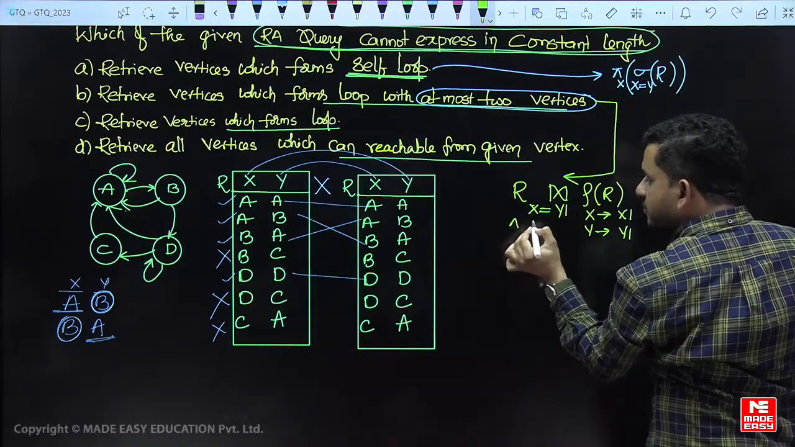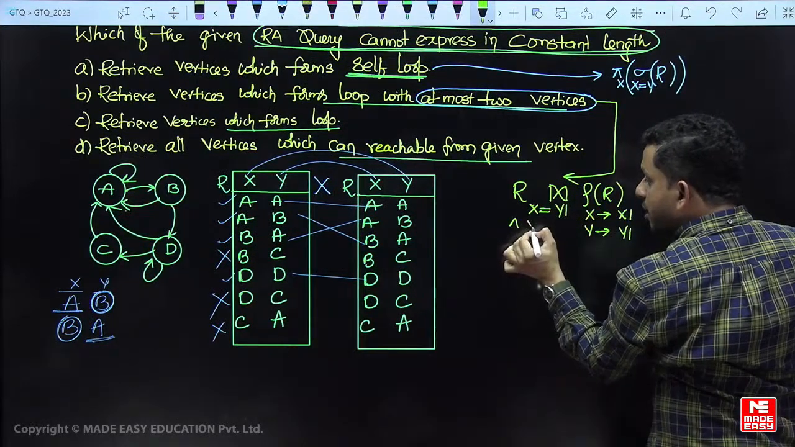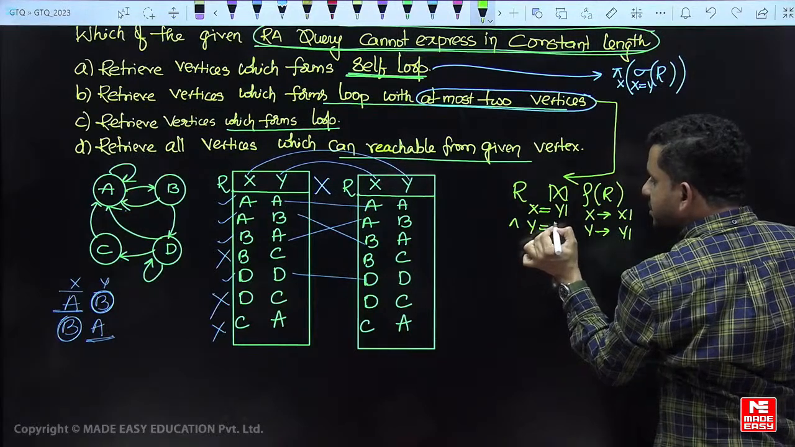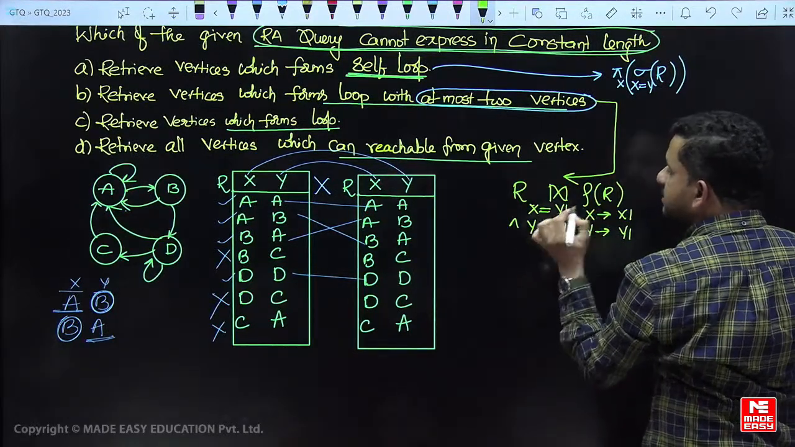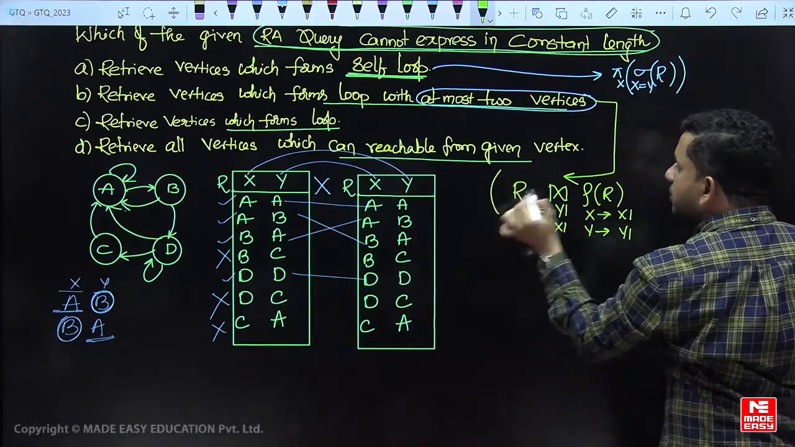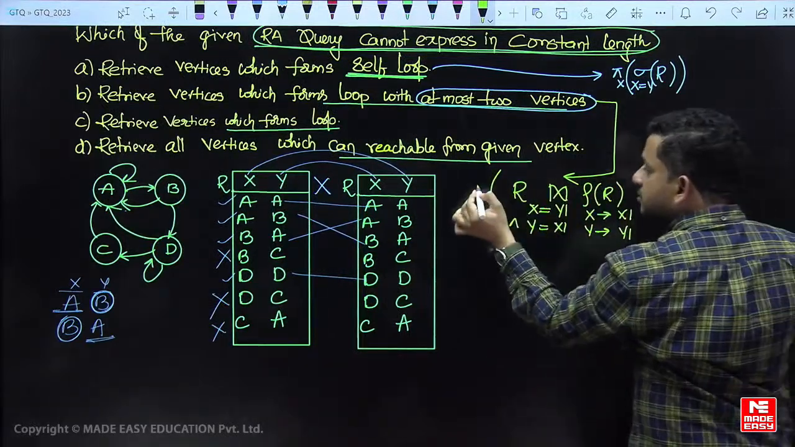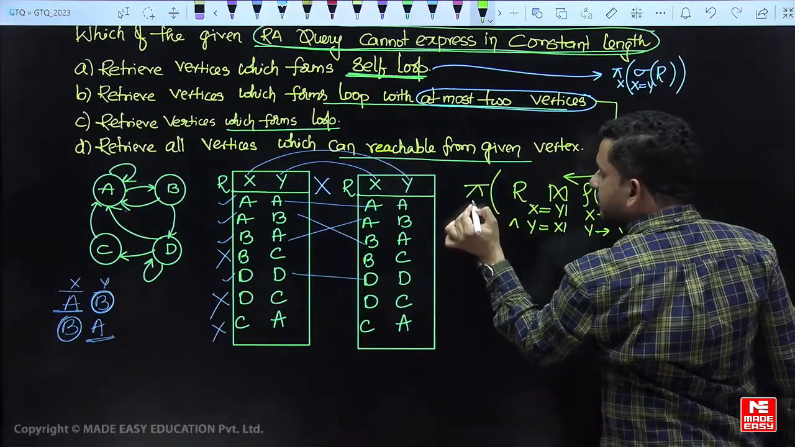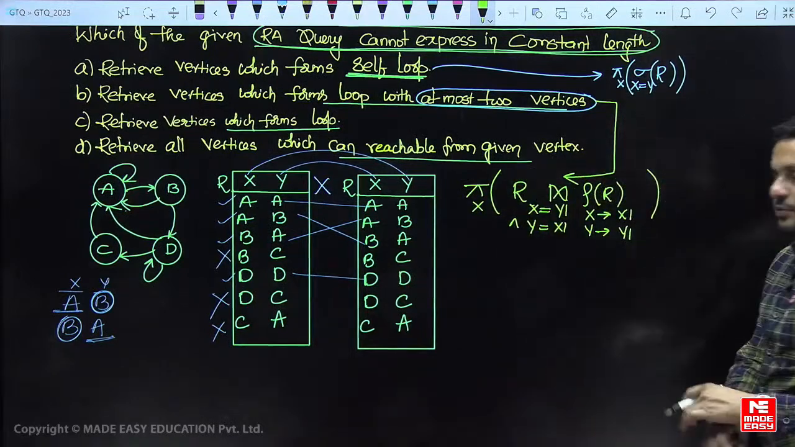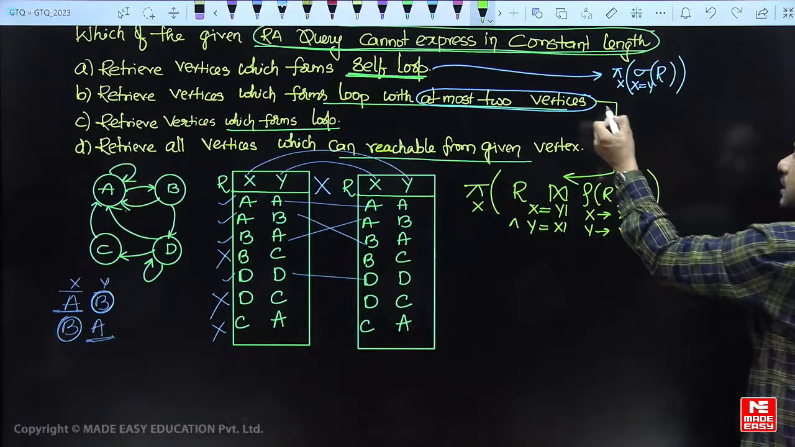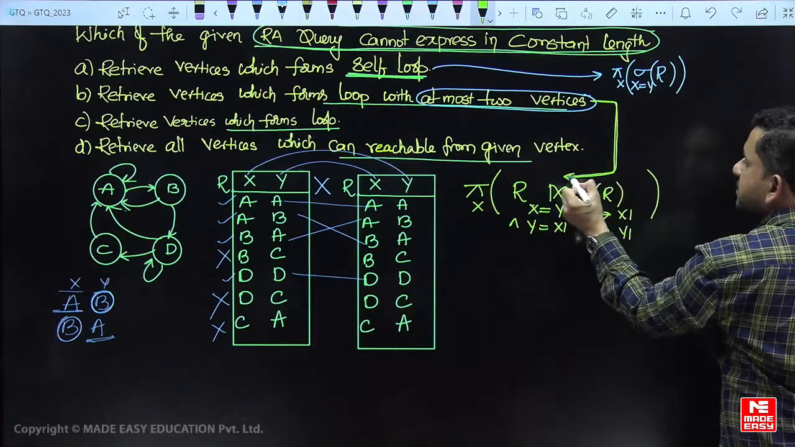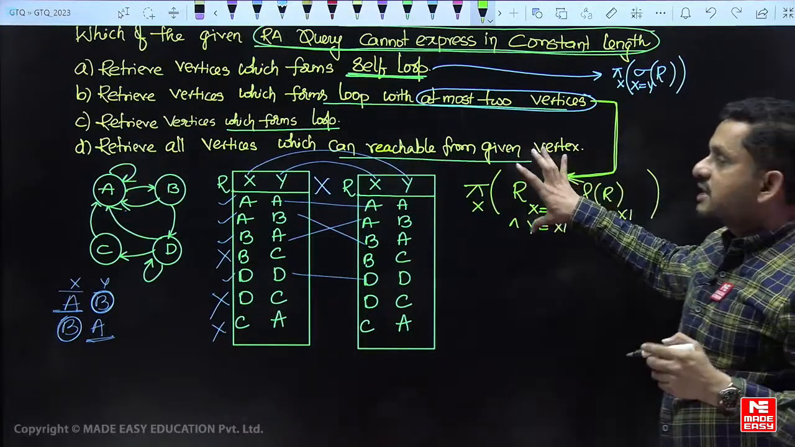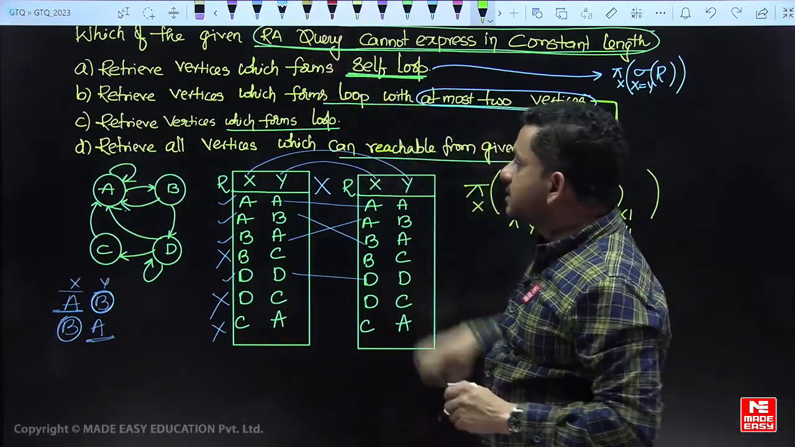and the first relation Y should be equal to the second relation X, which is renamed to X1. These are the two conditions over the cross product. Okay, so in this we apply one of the attributes. This will give the loop with at most second option query. It is also a constant length query. Both are constant length queries.